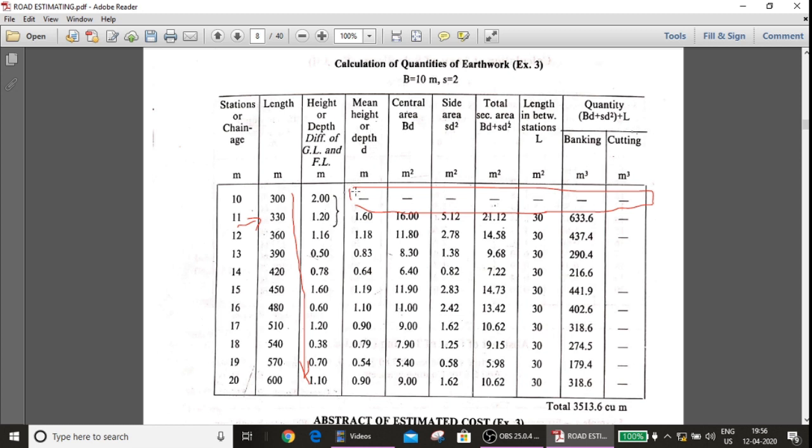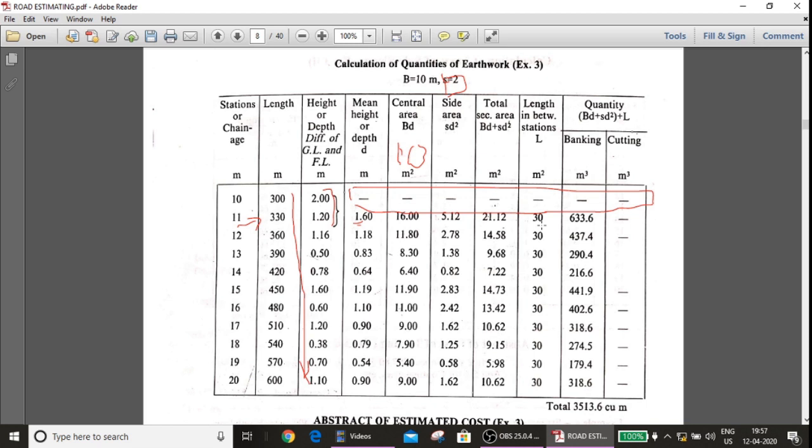Now the mean height, 2 plus 1.2 by 2, we will get 1.60. The average of these two we will get 1.60. For this 1.60 we have to multiply by 10 as b is equal to 10 meter. Then side area s into d square, yes, we have 2 into d square. What is the d we are getting? d square. For total sectional area, bd plus column number 5 plus 6. So column number 5 plus 6 is the total sectional area.